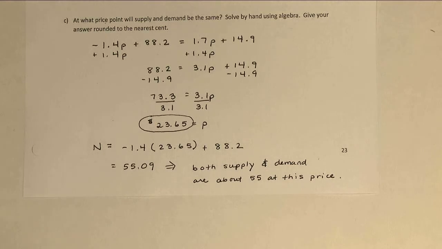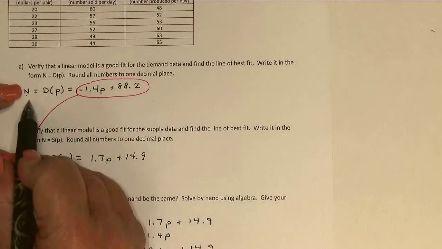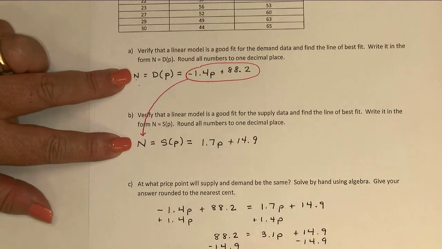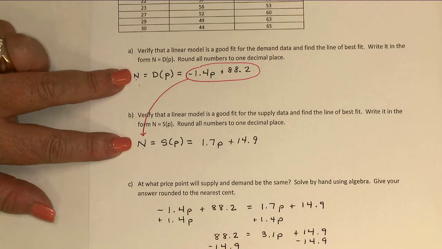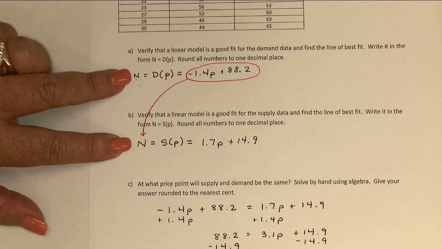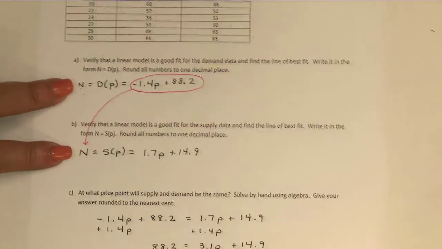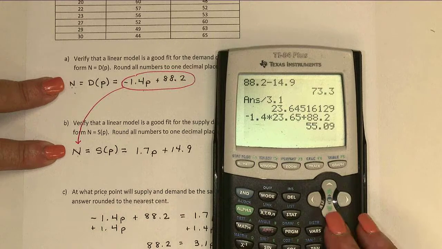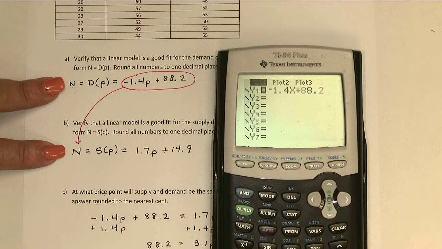One other thing, I just wanted to quickly remind you how you can also use a calculator to solve this particular problem. When we have two equations, both solved for the dependent variable, like we do in this case, both of these are solved for n, we can actually graph both lines on our calculator, and we can find that intersection point, that point that belongs on both lines, using the calculator. So let's go ahead and do that. I'm going to turn the plot off because I don't want to see the points now. And I've already got the first line plugged in, negative 1.4x plus 88.2. So let's plug in this second line.